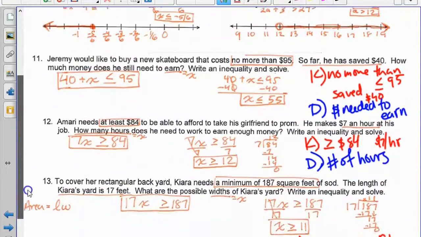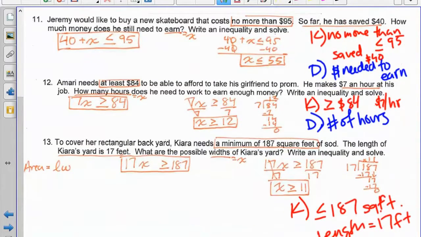Okay, bottom part. Jeremy would like to buy a new skateboard that costs no more than $95. That means the maximum amount is $95. So far, he saved $40. He needs to save some more money, so I'm missing how much money he needs to earn. If you don't do this and you don't know how to do the problem, I can't help you. You got to do what you know, what you don't know every single time.